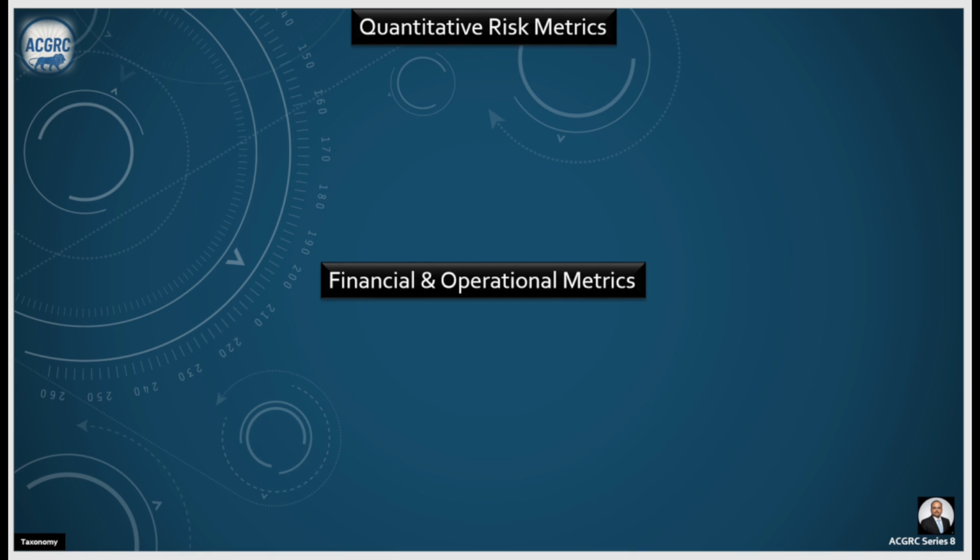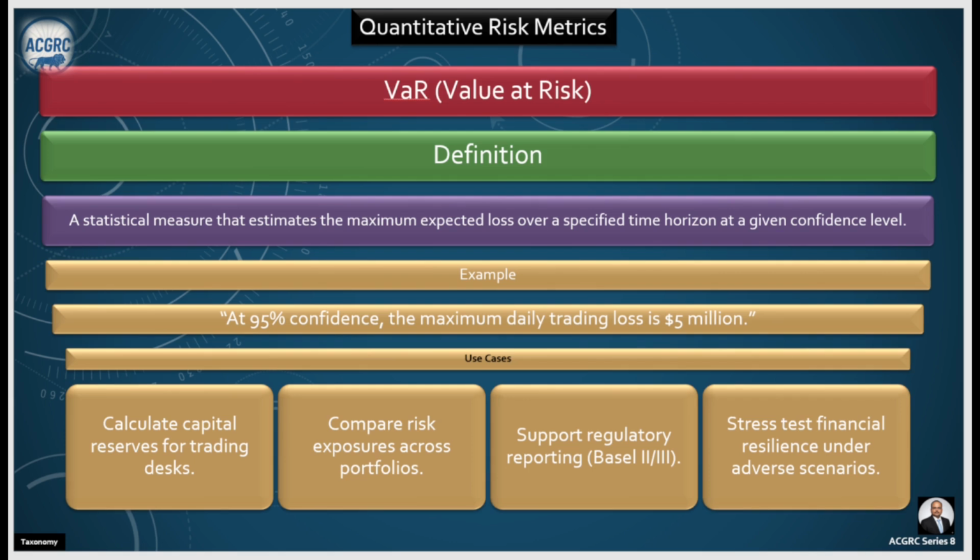Financial and operational metrics. Value at risk. It's a statistical measure that estimates the maximum expected loss over a specific time horizon at a given confidence level. Example, at 95% confidence, the maximum daily trading loss is $5 million.